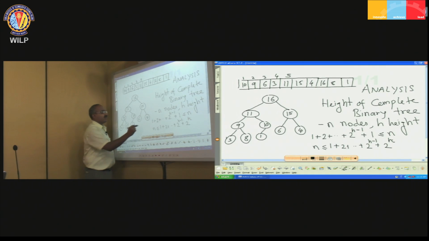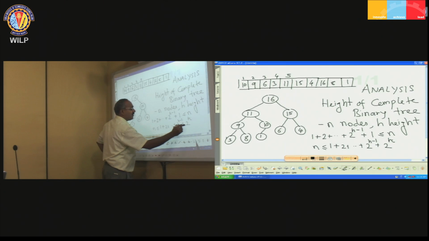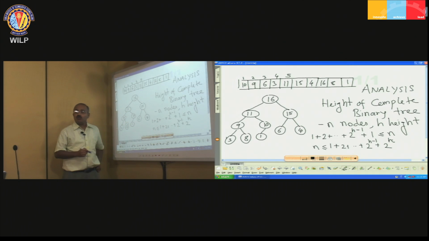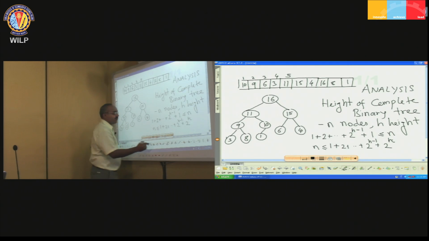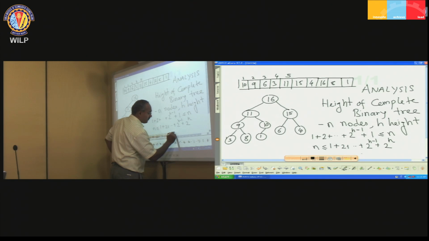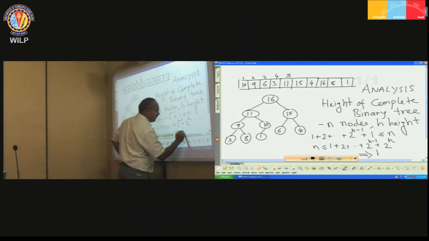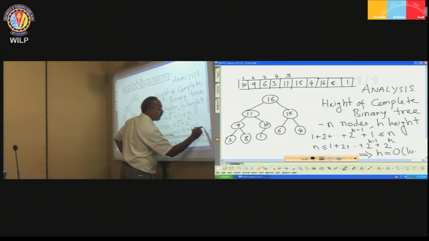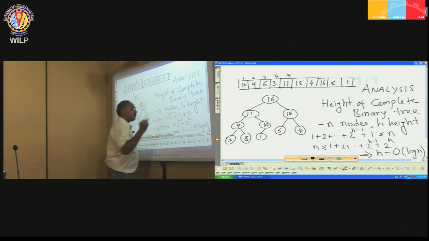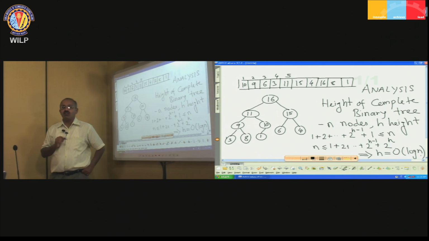So, I get that this is less than or equal to n, and n is less than or equal to this. Using these two inequalities, one can prove that, so both together are going to imply, and that will require some school algebra, that H is actually of order log n. So, this is a crucial theorem, a result that we are going to use.